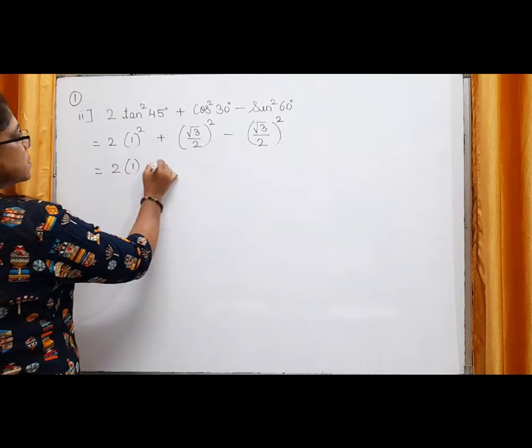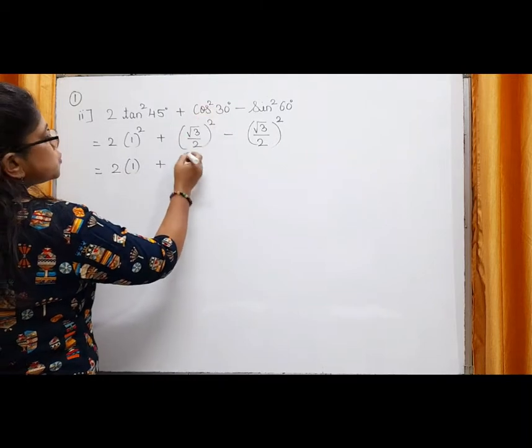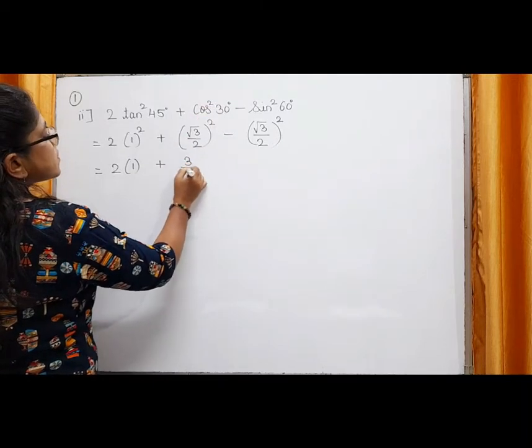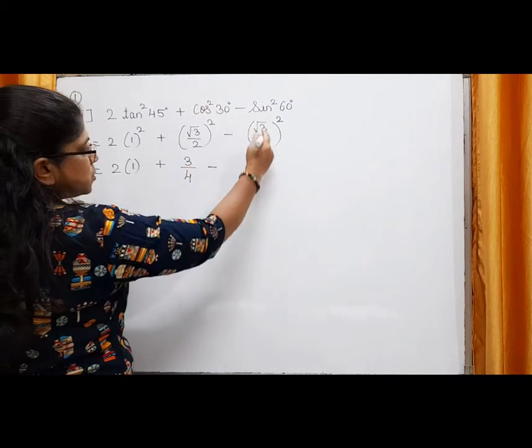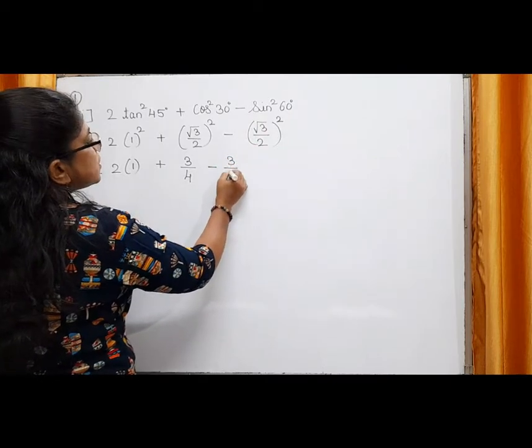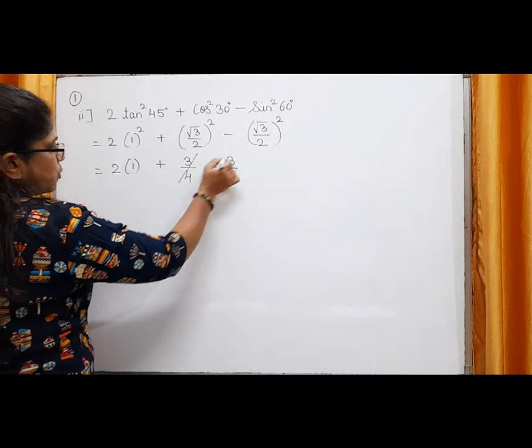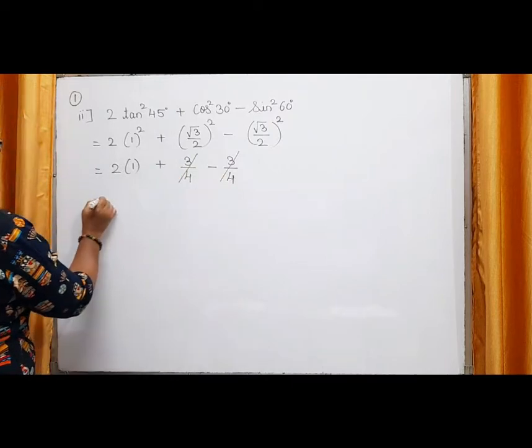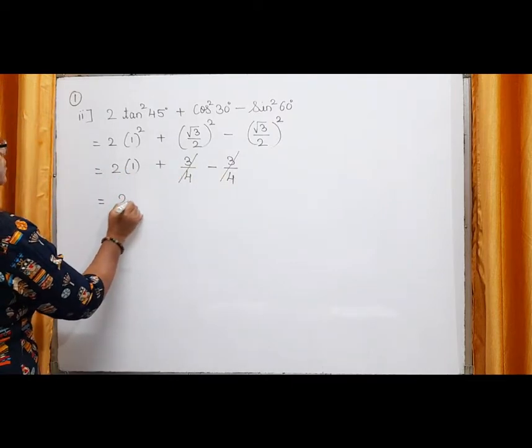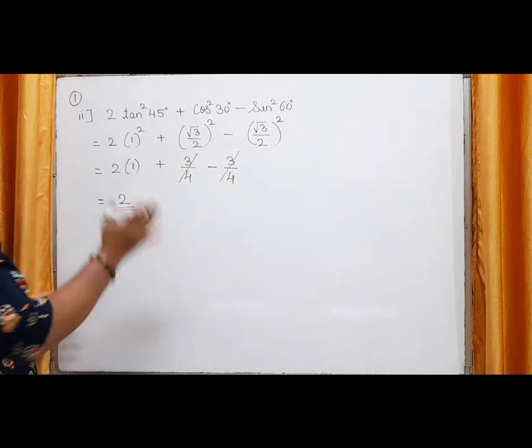Equal to 2 into 1. 1 square is 1. Root 3 upon 2 whole square is 3 upon 4, minus root 3 upon 2 whole square, 3 upon 4. Plus 3 upon 4 minus 3 upon 4 gets cancelled. 2 into 1. The answer is 2.